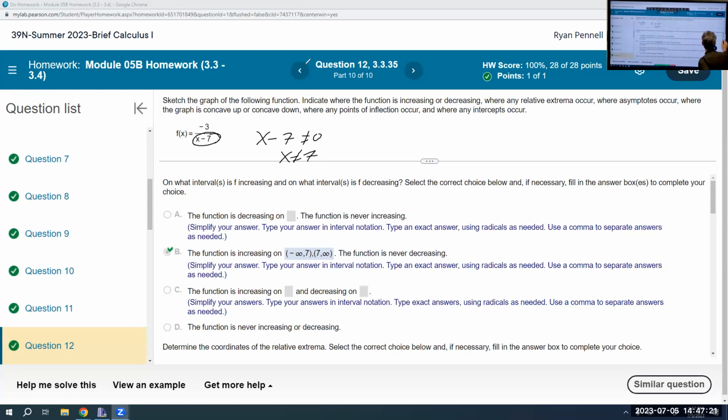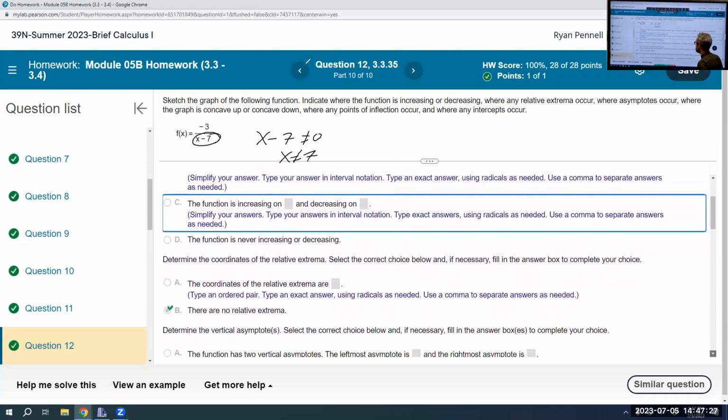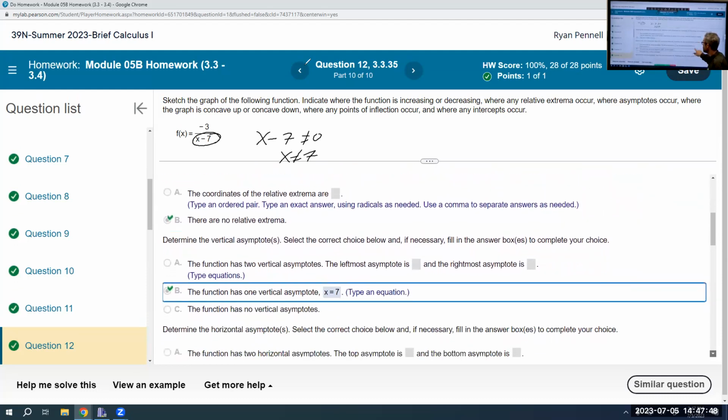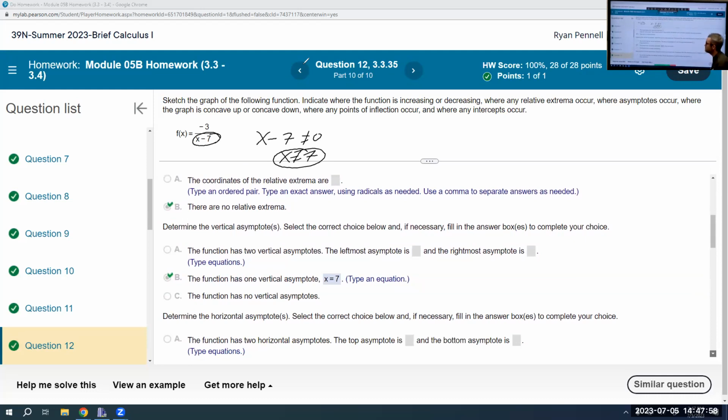What was the next part? Can't remember the order in which this asks. Determine the coordinates of the relative extrema. That would be where the derivative equals 0. It doesn't. Okay, it didn't switch. It's going positive, it stops, and it continues to go positive. So we never switch from negative to positive. So that's an interesting thing that can happen with rational functions. Determine the vertical asymptotes. That's really easy. X equals 7. No problem.